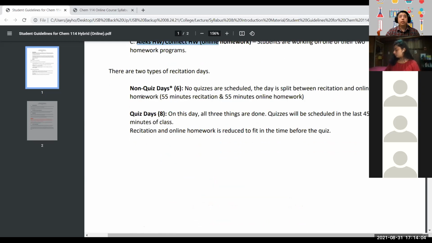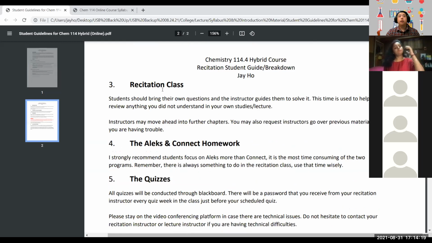Okay. So 2 types of days. You have non-quiz days. There's about 6 of them. 8 of these days are quiz days. They will have some similarities to Alex questions, but they may be a little bit more challenging. Okay. Like I mentioned, bring your own question. This is the time where you get to go ahead and pick their brains. Ask them anything you need to ask them.